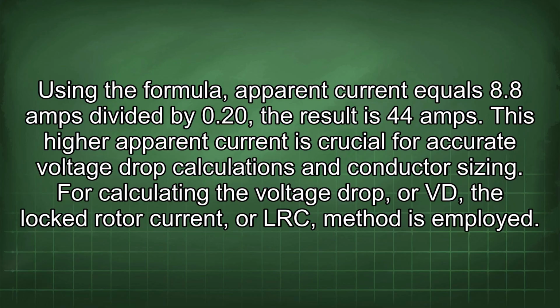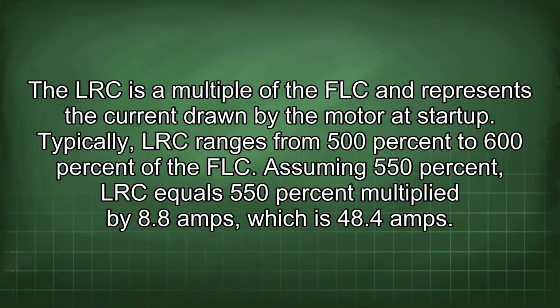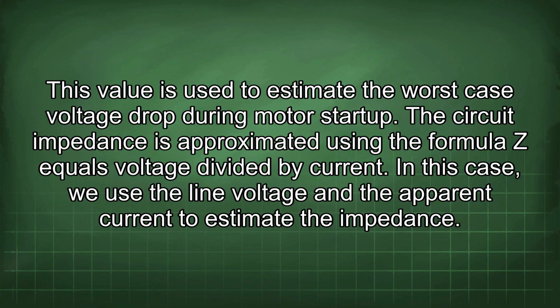For calculating the voltage drop, or VD, the locked rotor current, or LRC, method is employed. The LRC is a multiple of the FLC and represents the current drawn by the motor at startup. Typically, LRC ranges from 500% to 600% of the FLC. Assuming 550%, LRC equals 550% multiplied by 8.8 amps, which is 48.4 amps. This value is used to estimate the worst-case voltage drop during motor startup.